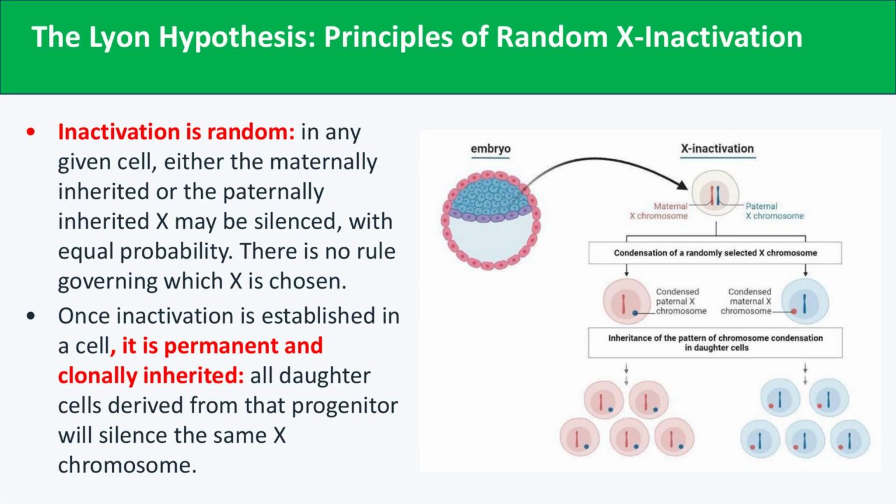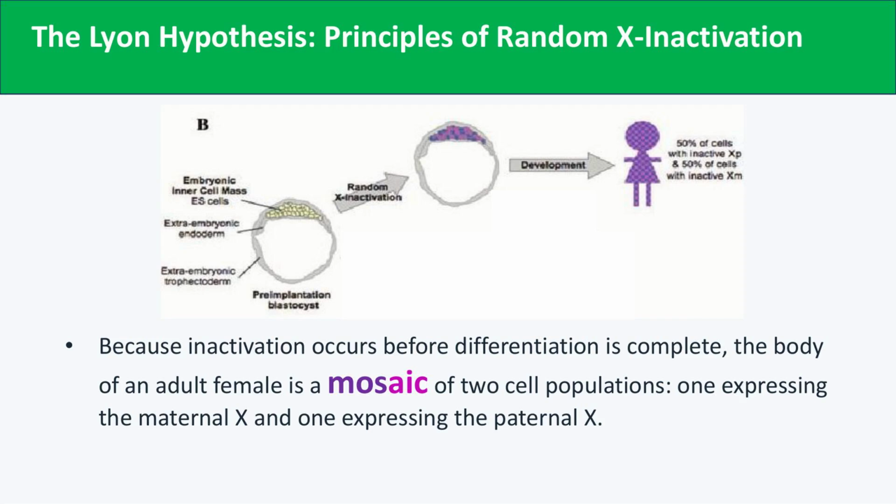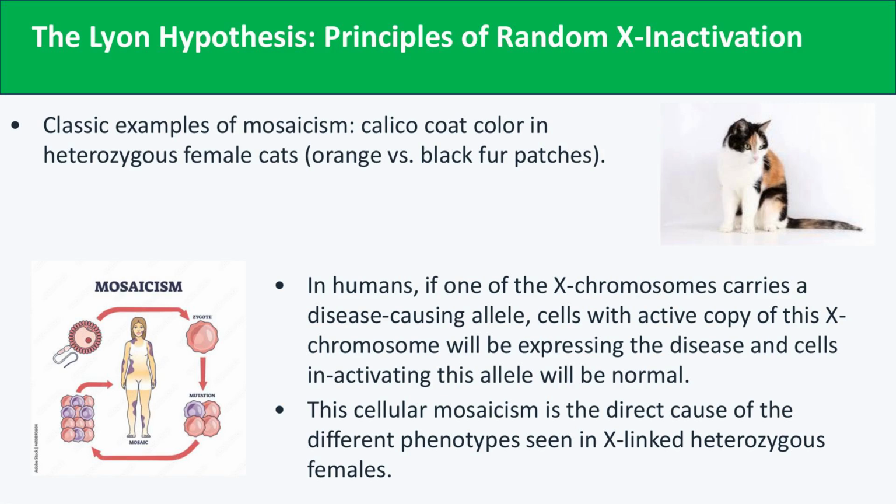X inactivation is random and permanent, with all daughter cells inheriting the same inactive X, ensuring consistent gene expression across cell generations. Before differentiation, female bodies become mosaics of cells expressing either maternal or paternal X, leading to diverse cell populations. Mosaicism explains varied phenotypes in X-linked heterozygous females, such as calico cats. In humans, it affects disease expression based on which X is active.